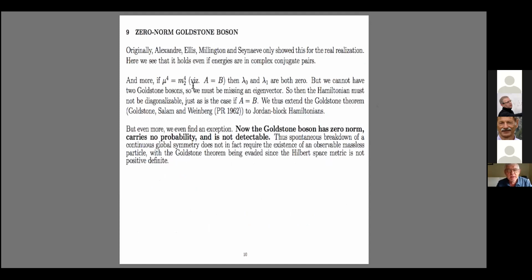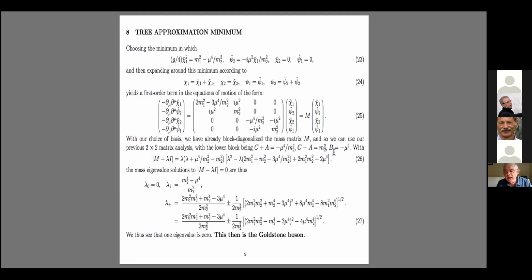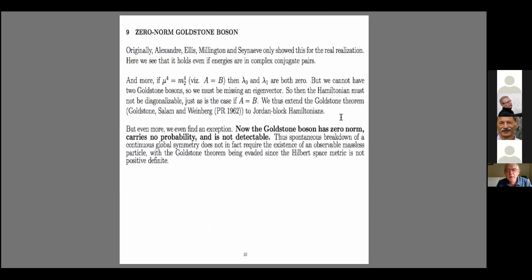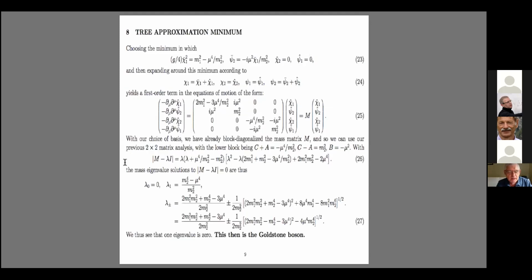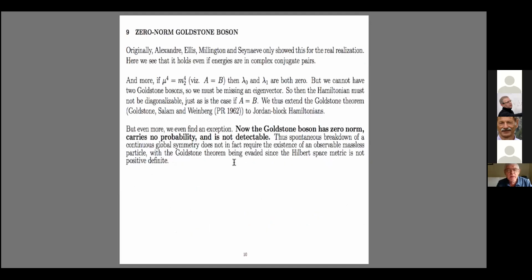But that's the same as saying that A is equal to B. And therefore, we are in the Jordan-Bloch case. Now, why must we be in the Jordan-Bloch case? Because with one continuous symmetry, we can only have one Goldstone boson. We can't have two. So we must be missing an eigenvector. So instead of having two eigenvectors in the lambda 0, lambda 1 sector, now there must only be one eigenvector. And the only way we can only have one eigenvector is if the Hamiltonian is no longer diagonalizable. And so we've extended the Goldstone theorem, which was originally proven by Goldstone, Salam, and Weinberg, to the Jordan-Bloch case.